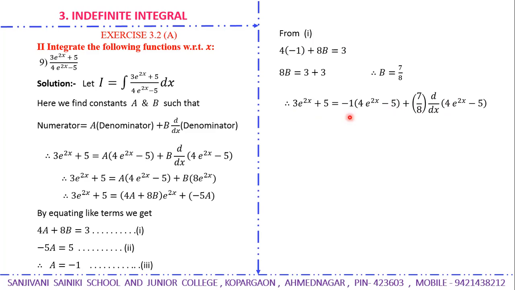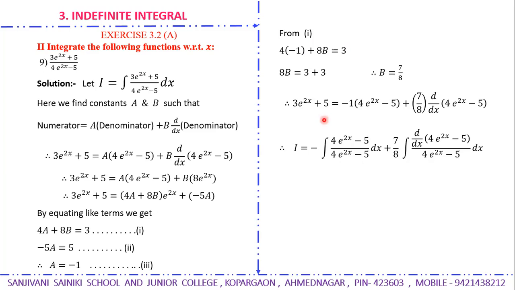Now we will replace the numerator in the given integral by this term. Then we will divide each of these terms by that denominator. You will get this. These two terms will cancel each other, and here it is in the form of f dash of x upon f of x. So I can write it as minus 1 times integral of dx plus 7 upon 8 times integral of d by dx of 4e raised to 2x minus 5 upon 4e raised to 2x minus 5.